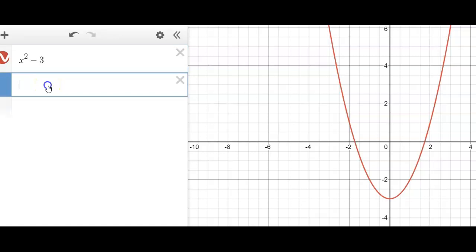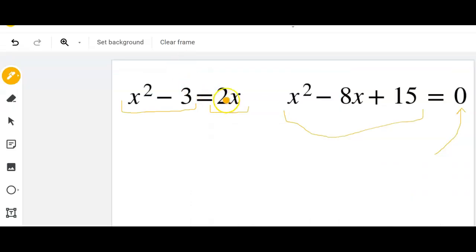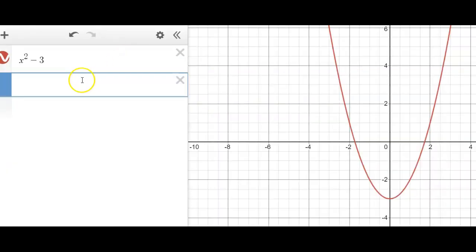Now the other side of this equation I'm going to put in another graph. So I'm going to go down to my 2 slot here, and I'm going to plug in the other side of the equation, which is 2x. And so I don't have to manipulate the equation at all, but what you're going to see here is the intersection points, and those are going to give us the x values where those equations are equal.